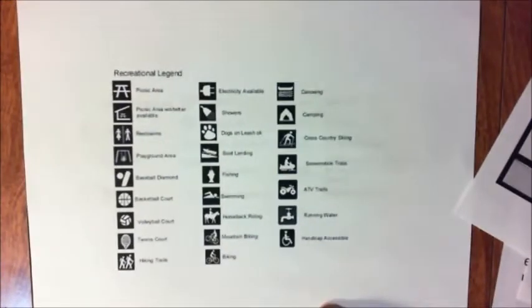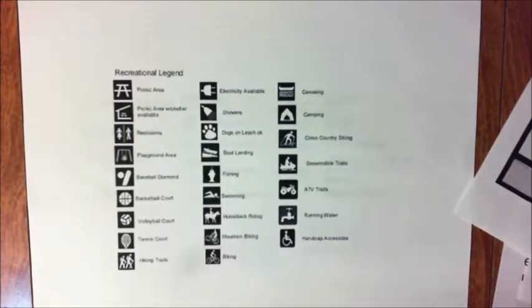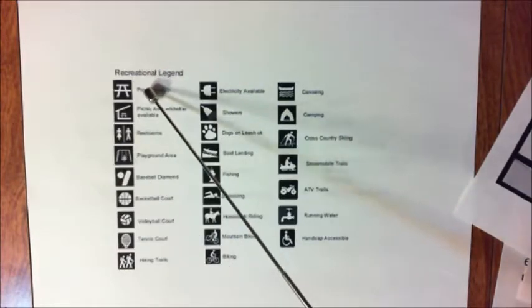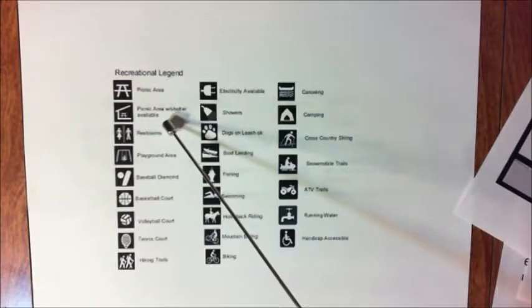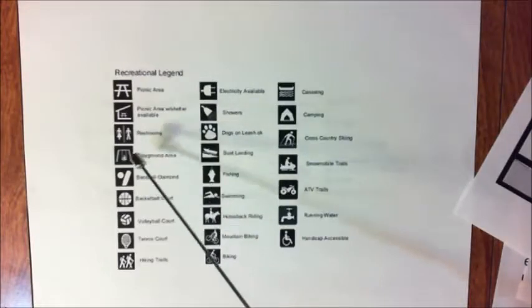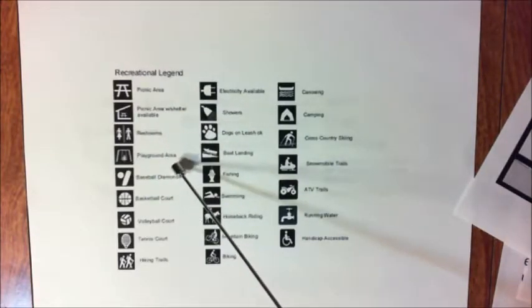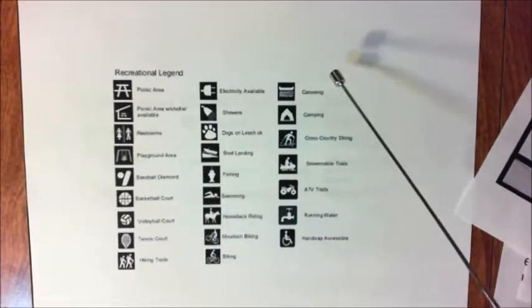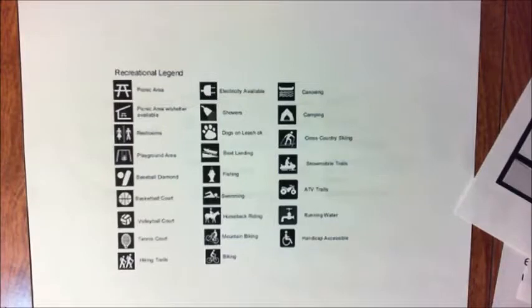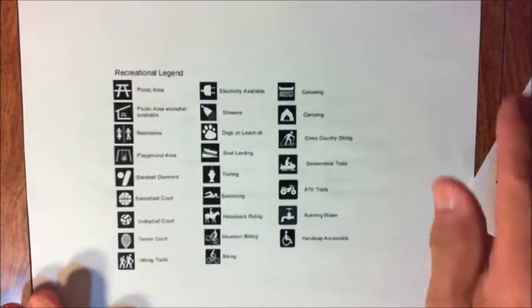And here is a recreational legend. Now these kind of make sense. That looks like a picnic table, so it's picnic area. Inside available, restrooms of course, that's a swing, so it's a playground area, baseball diamond, basketball court, volleyball, tennis, hiking trails, and on and on and on. So again, that will be key if you want to use a park for training, to know that, yeah, we can have our chow there, there's restrooms there, etc.